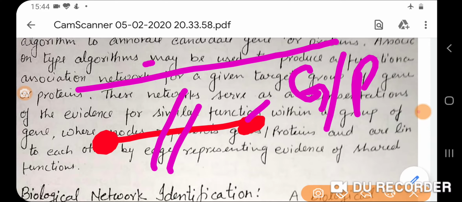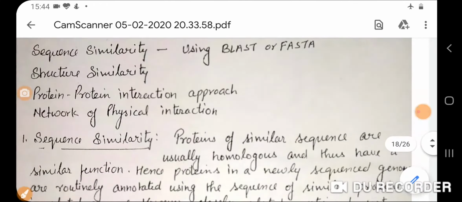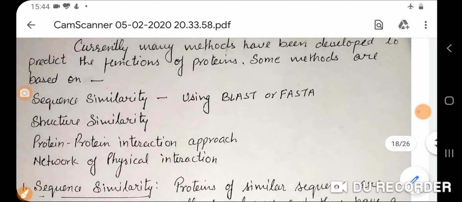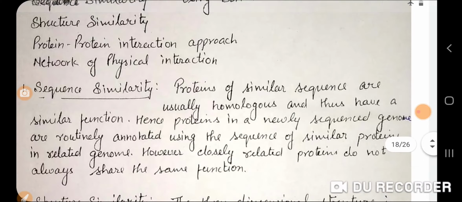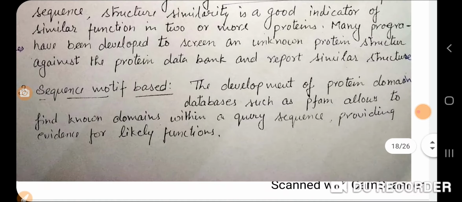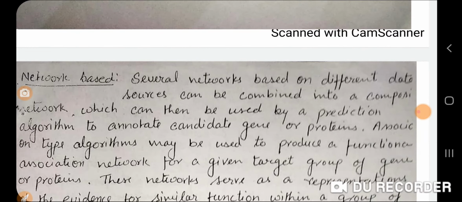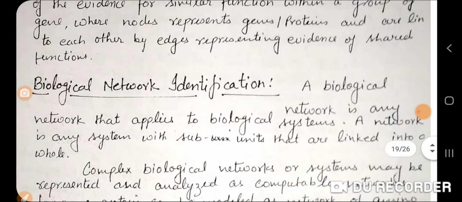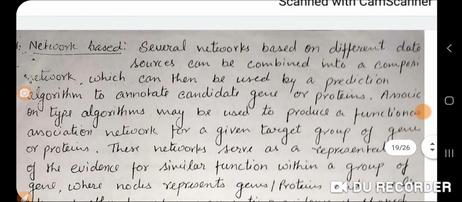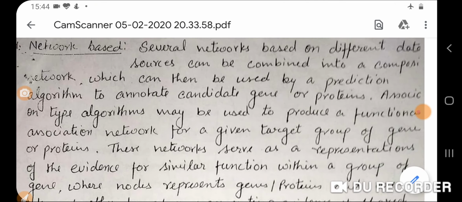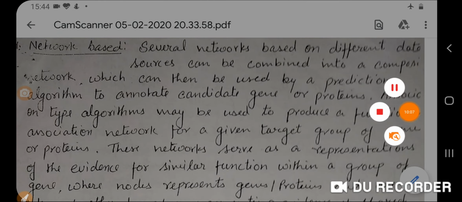I will summarize it here. We have discussed five methods: sequence similarity based method, structure similarity based method, sequence motif based method, and the network. Sorry, we have discussed four methods and the network based method. So these are the methods we have used to identify the function of a protein. By this, bioinformatics plays a major role in the identification of protein function. Okay, in the next video we will discuss the next topic. Thank you.